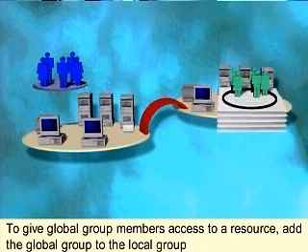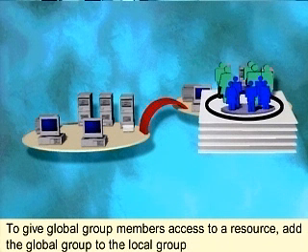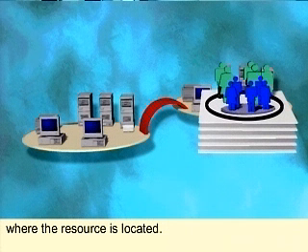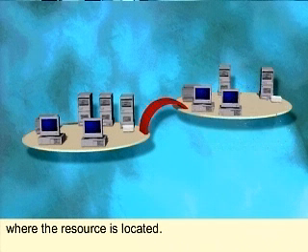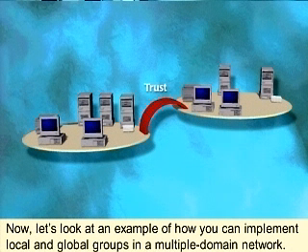To give global group members access to a resource, add the global group to the local group where the resource is located. The local group can be located in any domain with the appropriate trust relationship. Now, let's look at an example of how you can implement local and global groups in a multiple domain network.